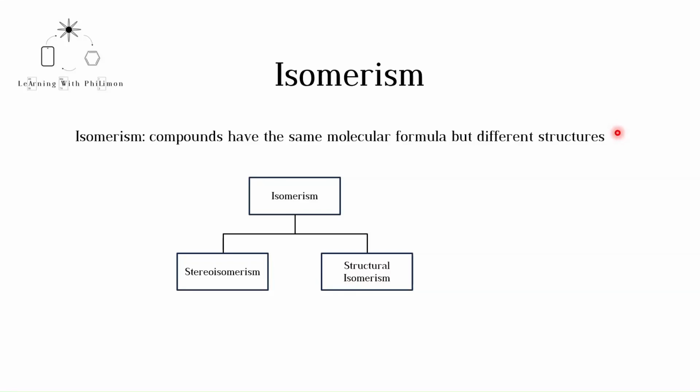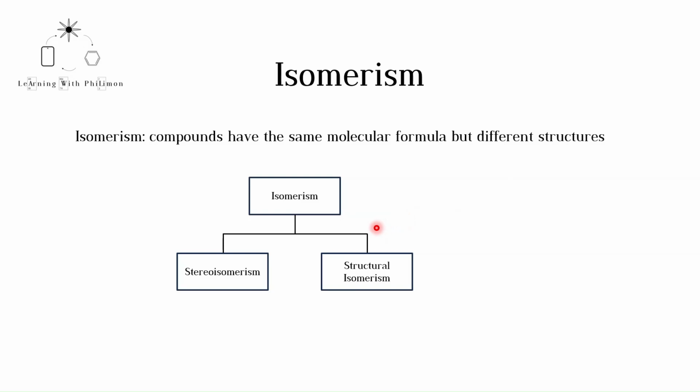In the next few videos, we will be exploring the concept of isomerism. Isomerism is the phenomenon in which two or more compounds have the same molecular formula but different structures. This could either be due to a different arrangement of bonds or a different spatial arrangement of atoms. There are different types of isomerism, as can be seen in the diagram below.